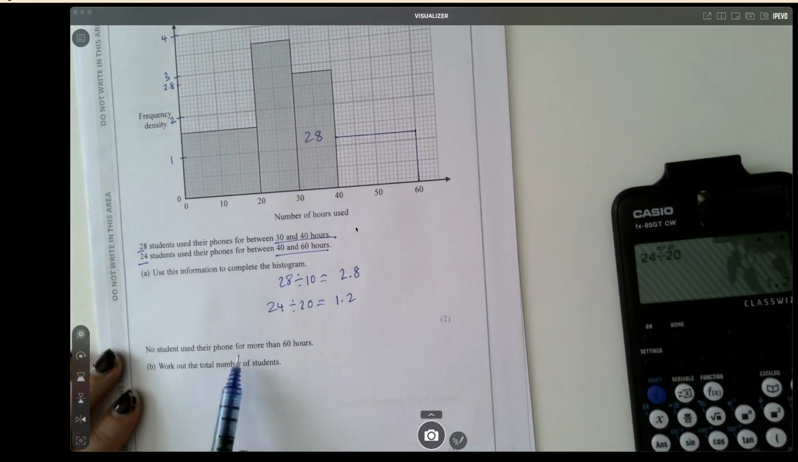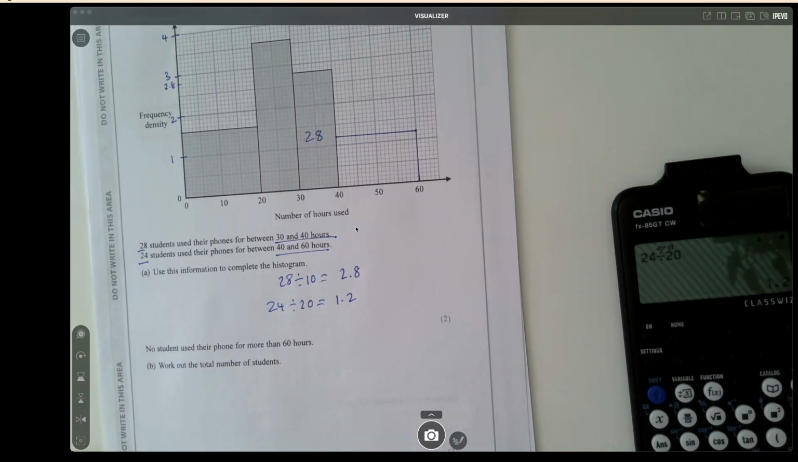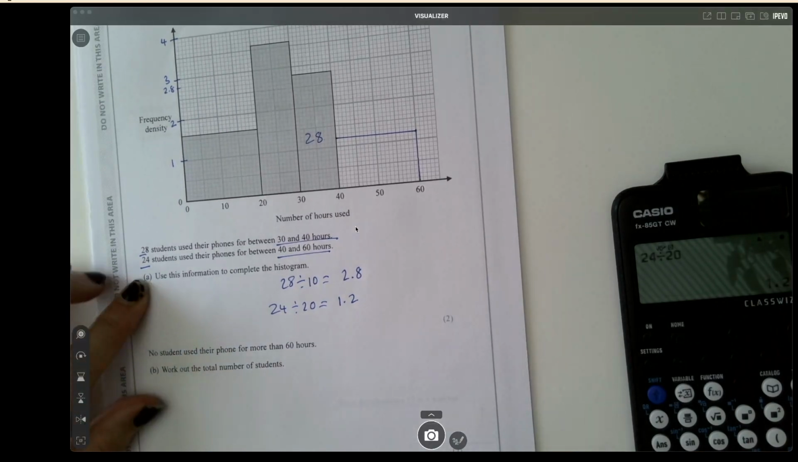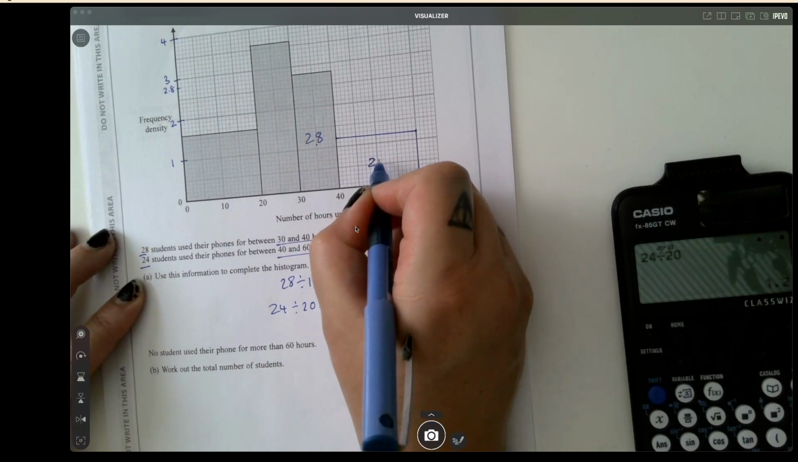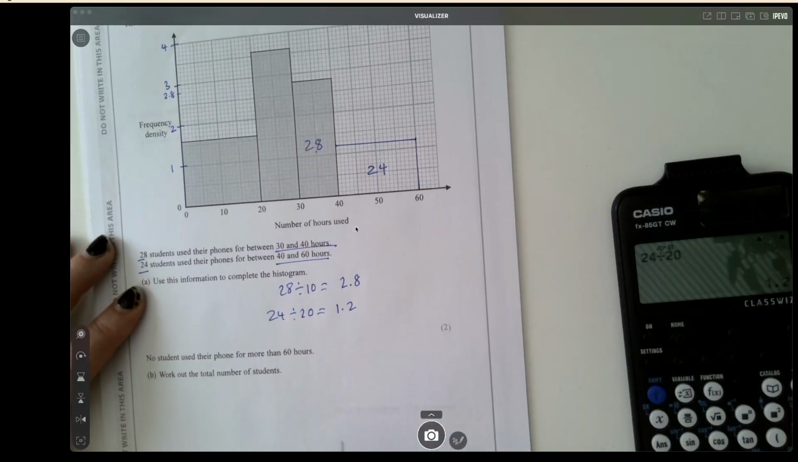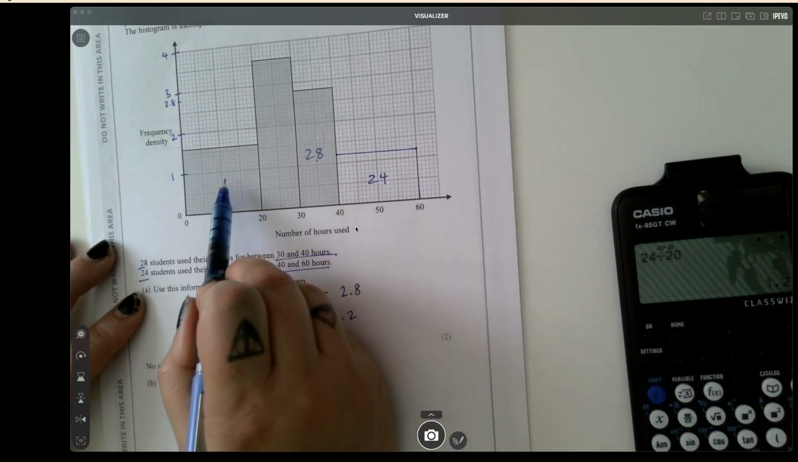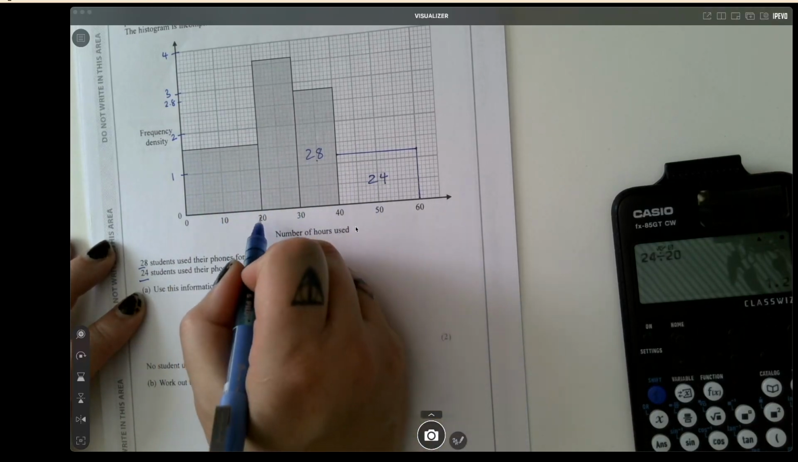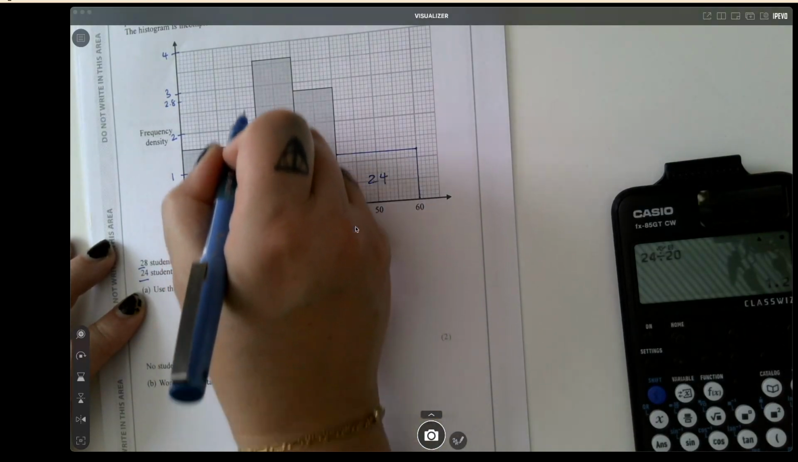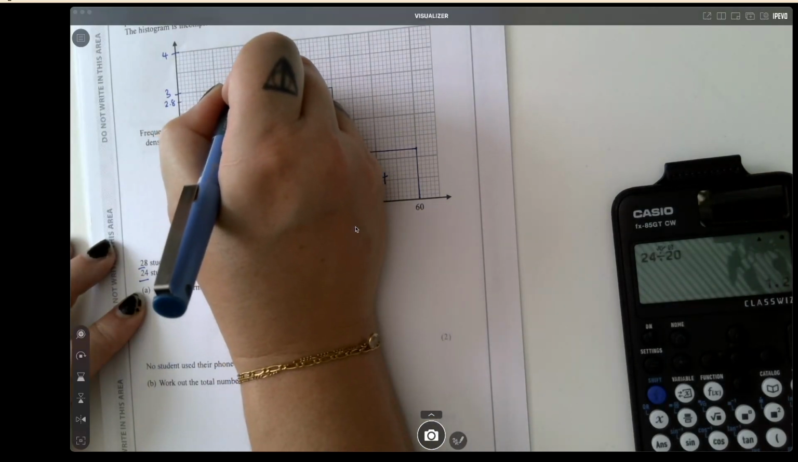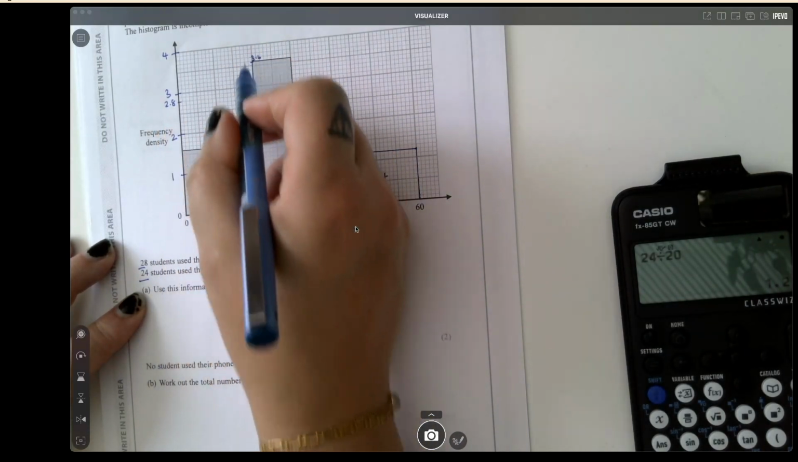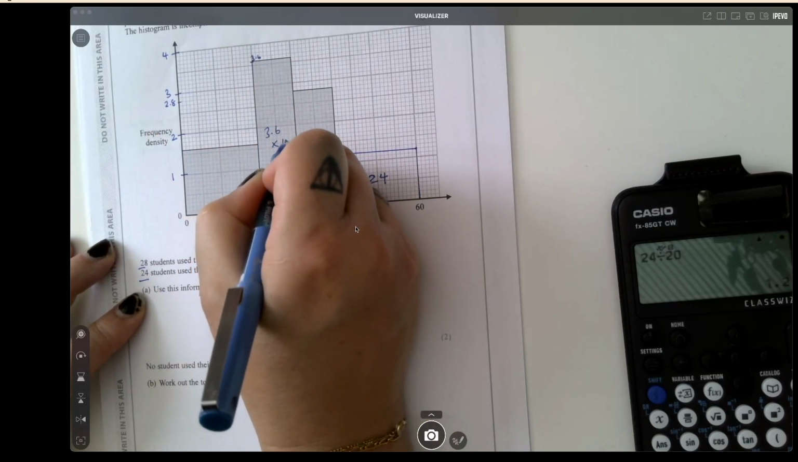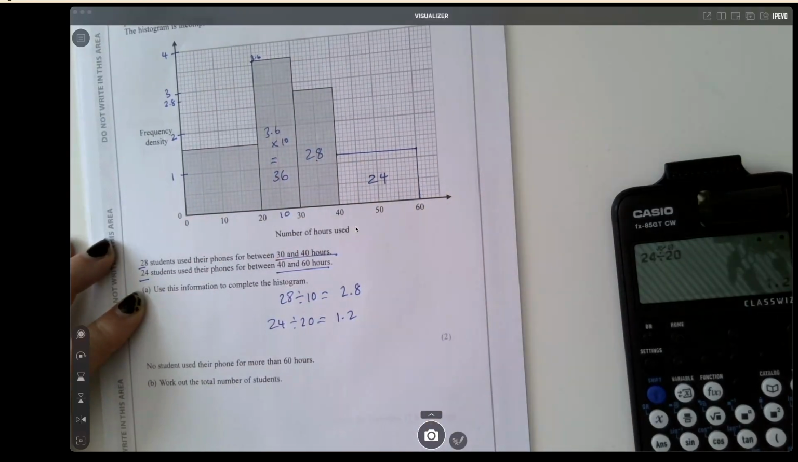No student used their phone for more than 60 hours. Work out the total number of students. So we know this bar is 28, we know this bar is 24. So now we're going to work out the area of these two sections of the histogram and then we can add them all together. So from here to here is 10 and then up to there. So this is 3. So this must be 3.6. So 3.6 times 10 is 36.